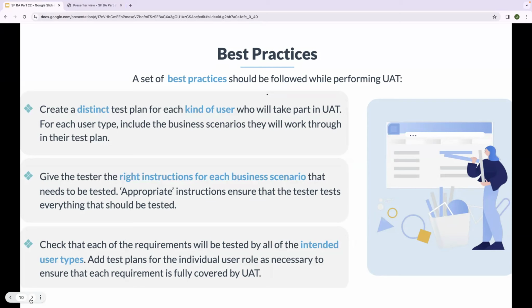Give the tester the right instructions for each business scenario that needs to be tested. Appropriate instructions ensure that the tester tests everything that should be tested. Check that each of the requirements will be tested by all of the intended user types, and test plans for the individual user roles as necessary, to ensure that each requirement is fully covered by UAT.